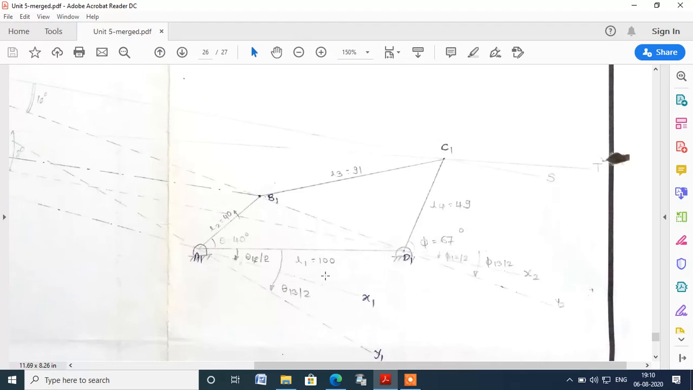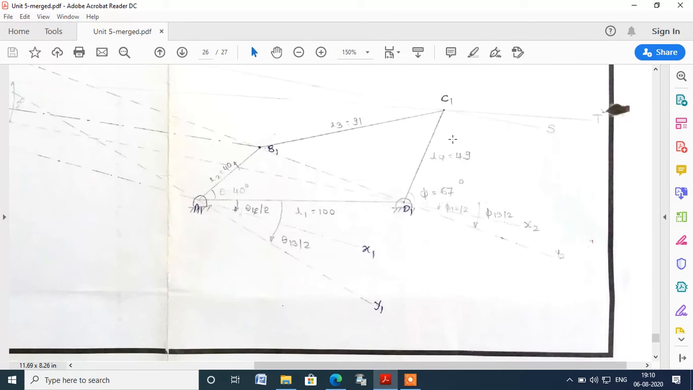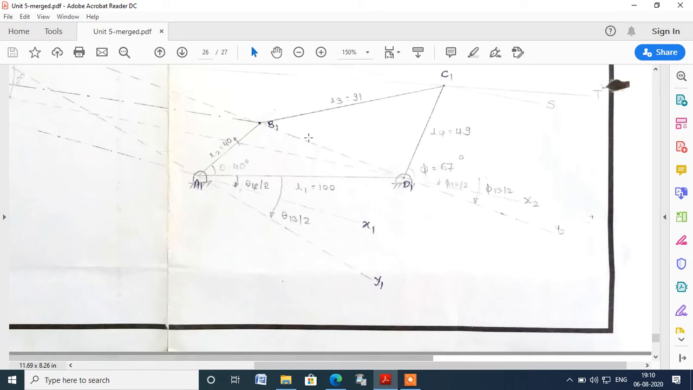Now this completes the synthesis. Here measure the length L3, that is B1C1, it is 91 mm, and then measure the length L4, C1 D1, that is 49 mm. So we got the answers: L1, L2, L3 and L4. You can also measure the output angle phi. For my case it is coming 67 degrees. Just measure it and you will get the answer.